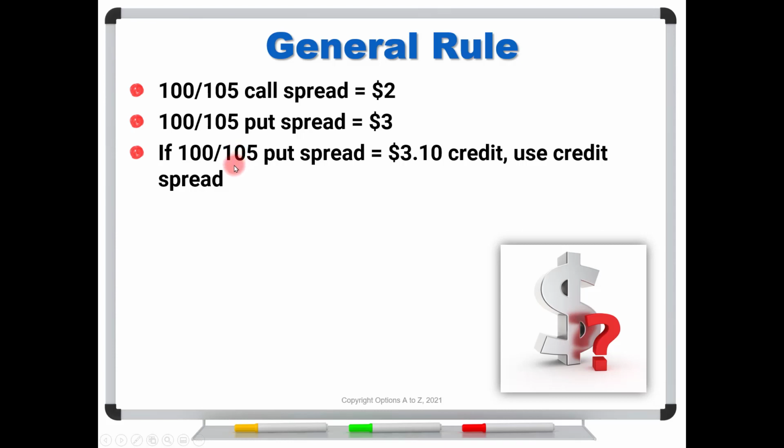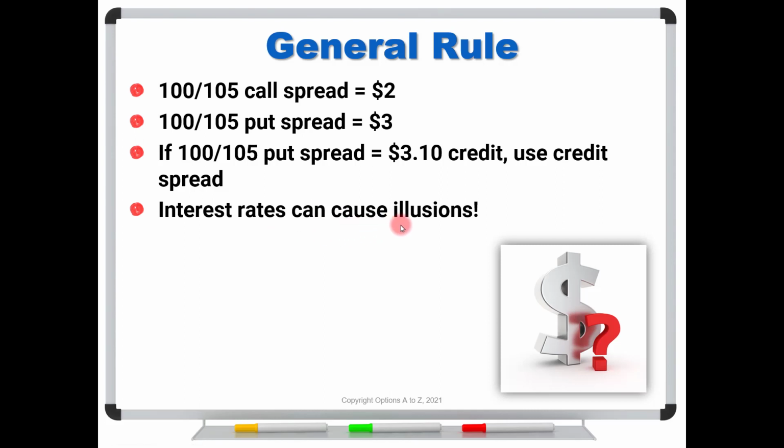So for instance, let's say that the 100-105 put spread is selling for a 3.10 credit. Well, see, now the maximum that we could make on the debit spread is 3, but we could make 3.10 from the credit spread. So in this case, we would use the credit spread. But you might also find out that the put spread is selling for a credit of 2.90, in which case, all things equal, you would be better off with the debit spread. So this is the basic general rule that people use and what I've been hearing a lot of the conversations centered around. However, what I want you to understand from this video is that interest rates can also cause illusions.